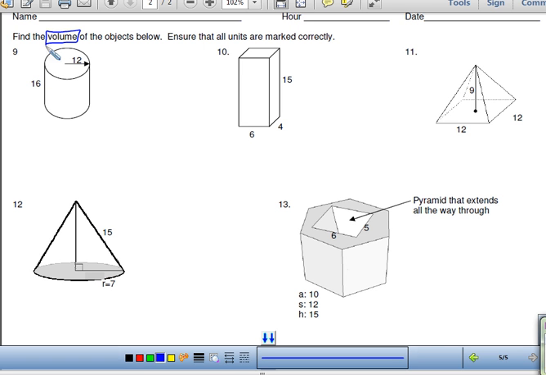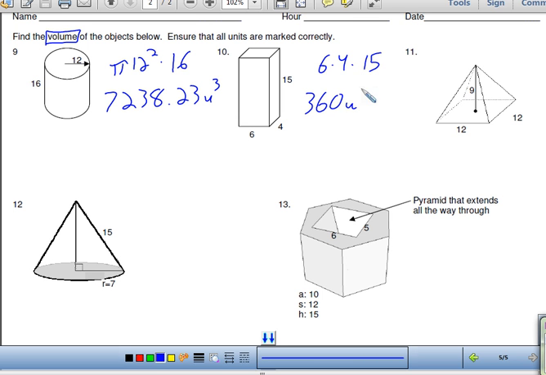So we have a cylinder for this first one, number 9. So area of the base, which is pi times 12 squared times the height, which is 16. We multiply all of that out, and we get 7,238.23 units cubed. For number 10, we have just a regular old prism. Same idea, area of the base, 6 times 4, times that height, which is 15. And we multiply that together, and we get 360 units cubed.